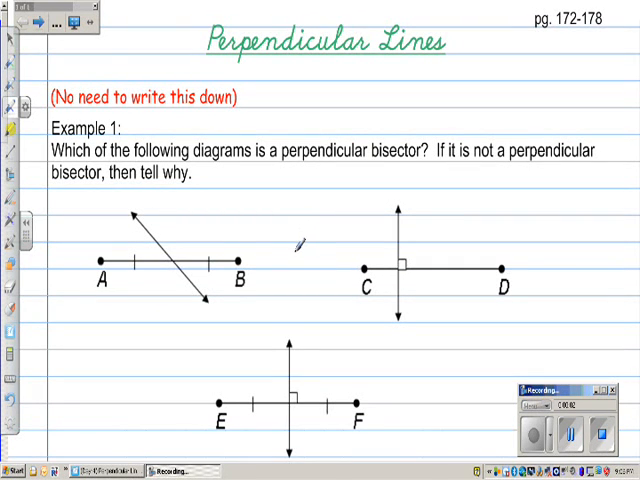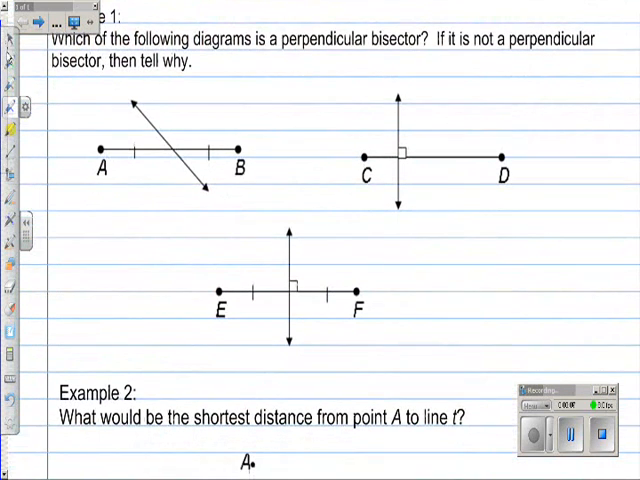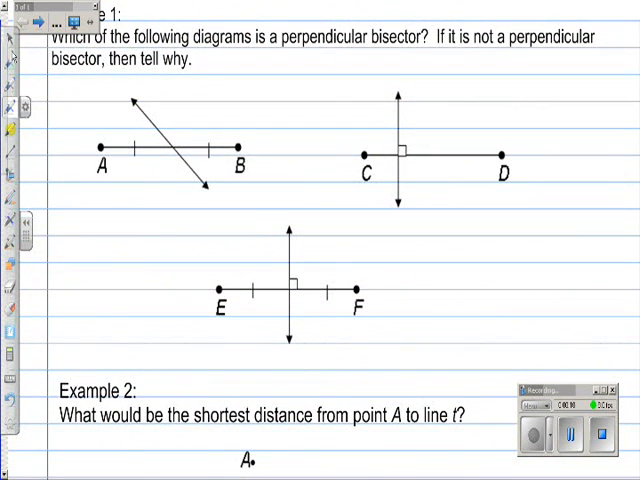Perpendicular lines. So, to start off, we want to look at these pictures and determine which ones would represent a perpendicular bisector. Now, by definition, the perpendicular bisector is a line perpendicular to its segment at its midpoint. You don't have to write these down, but you can see this first one crosses through the midpoint. We can see that's the midpoint because AM is congruent to MB, but this is not perpendicular, so this one would not be a perpendicular bisector.